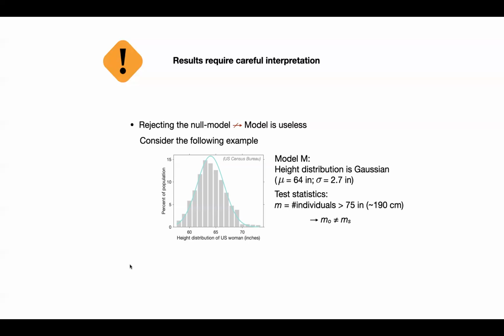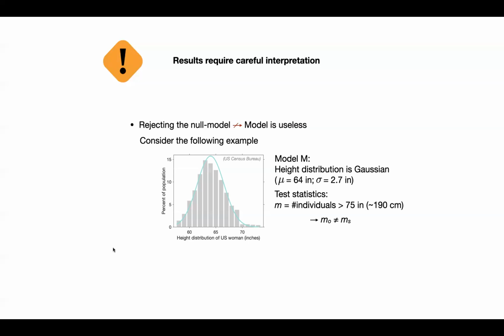And in this case, I think we would all agree on the fact that a Gaussian representation of this distribution is quite useful, right? It's informative to know that the average is 64, the standard deviation is 2.7. And okay, it doesn't capture the tails and the extreme values that you have there, but it's doing a good job in describing the first order information, I would say.